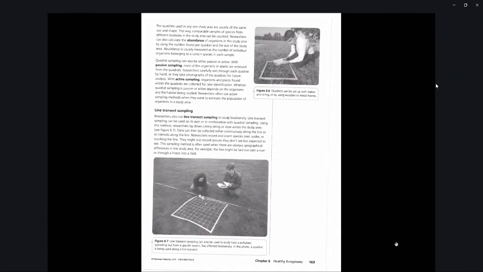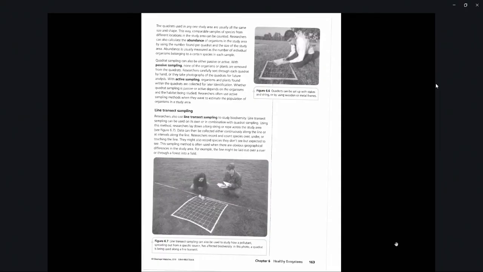They usually try to keep the quadrants the same size and the same shape. So if you're going to use that rectangular one like that one in figure 6.6, that's the same one you would use throughout the habitat that you're studying or the ecosystem you're studying. Then what you can do is compare how many species are in the area by comparing the different quadrants.